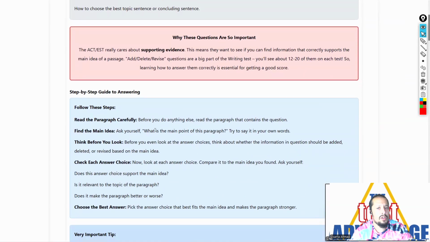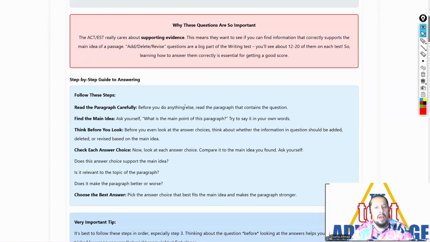Now, why are these questions so important? They make up around a third to a half of the questions on your English exam. It's a big part. And this is what holds back the score. By understanding this skill, you'll be able to go from an okay score to a stellar score.